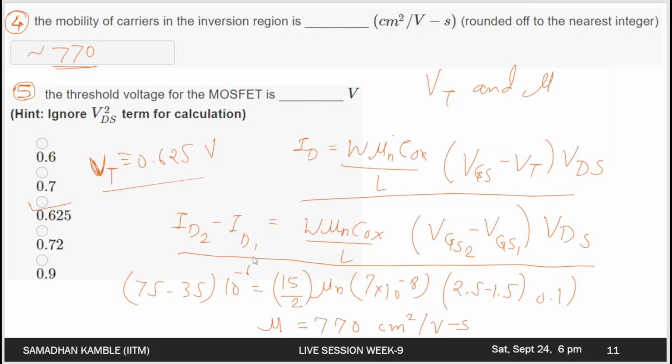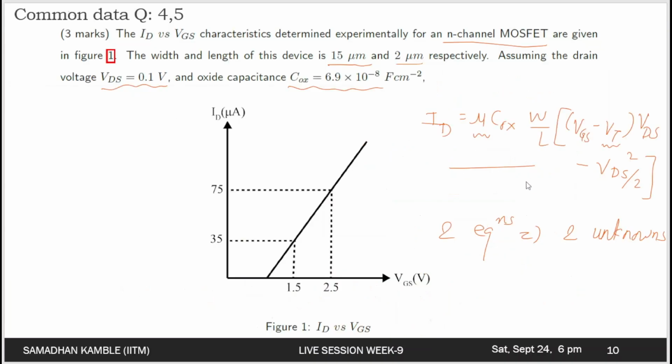So if you substitute ID2 and ID1, which correspond to VGS2 and VGS1 values, we can determine the mobility, and once we have the mobility, we can use any of the equations. Because mobility is constant, we can use any of the ID equations, and that will satisfy both equations. So there is no particular drain current, because it will satisfy both of the equations. Is it clear?